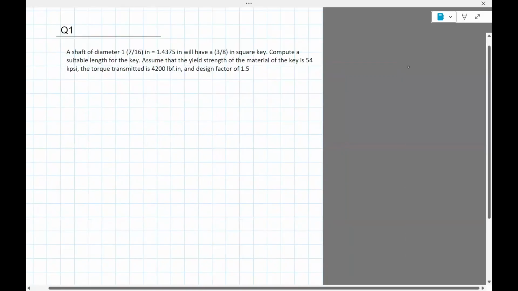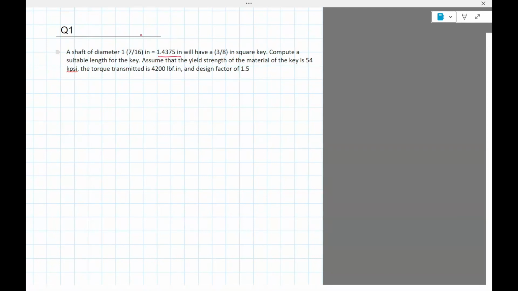A shaft of diameter 1 7/16th of an inch, so that's 1.4375 inch, will have a 3/8 inch square key. Compute a suitable length. So the length is unknown. Assume that the yield strength of the material is 54 kpsi. Torque is given. It's 4,200 lbf inch, and the design factor is given as 1.5. So we need to compute the length.